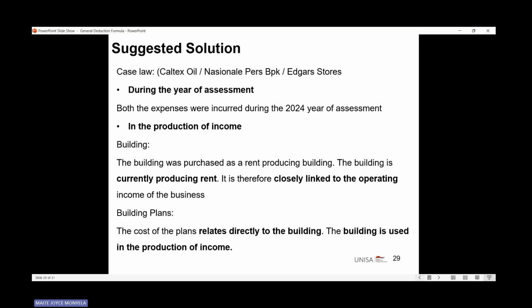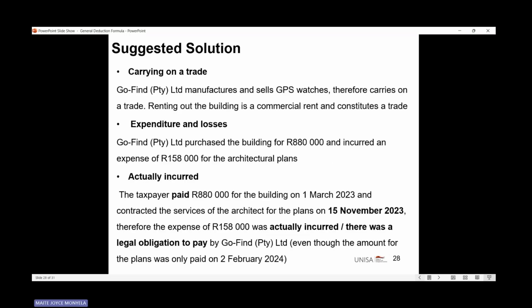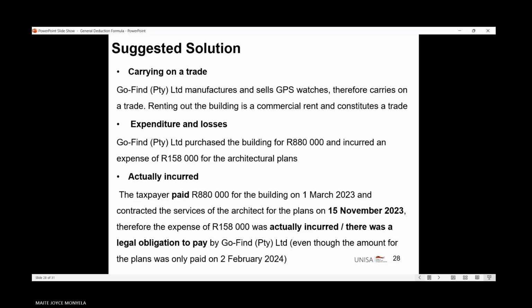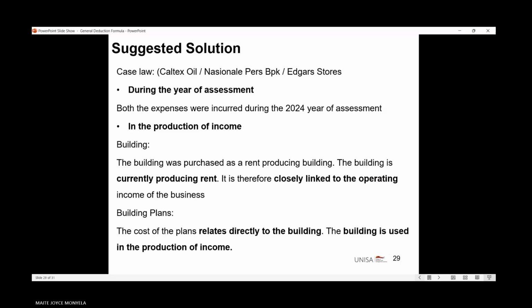So, in the production of income is the other requirement, along with during the year of assessment and not of capital nature. We'll deal with not of capital nature later. You can swap them around or discuss them like this. In the production of income is very, very important.